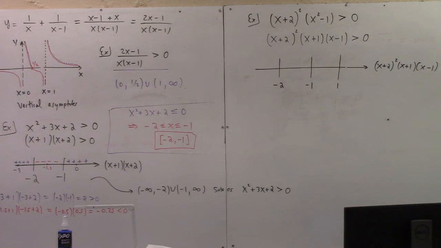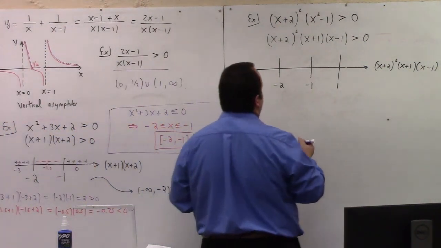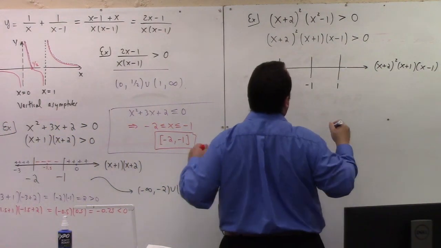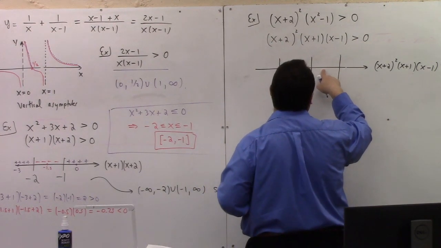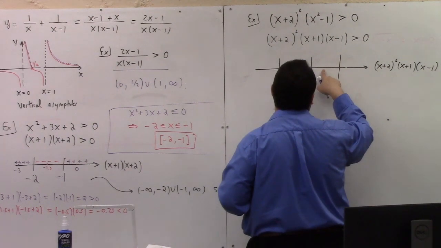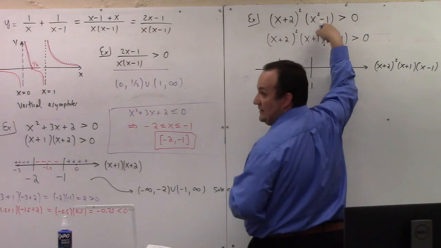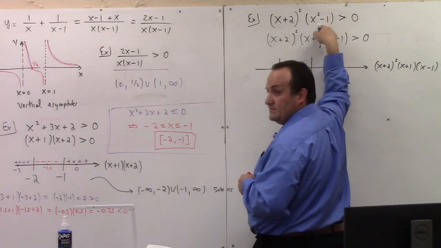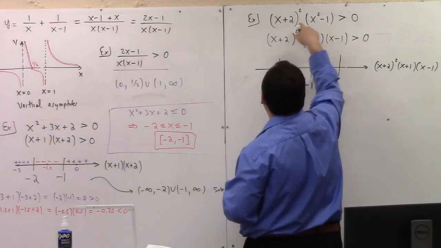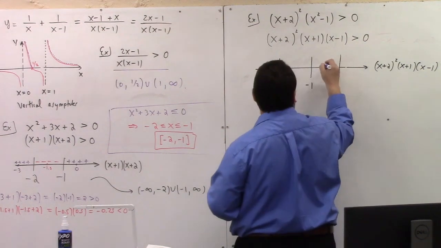And now we got to plug in some test points, right? Let's see here. I'll be lazy and start at 0. What happens when you put in 0? This gives us 4. This gives us minus 1. It works out to minus 4. Basically at 0, this is positive, this is negative. Plus times minus is minus, right? So here we've got a negative.